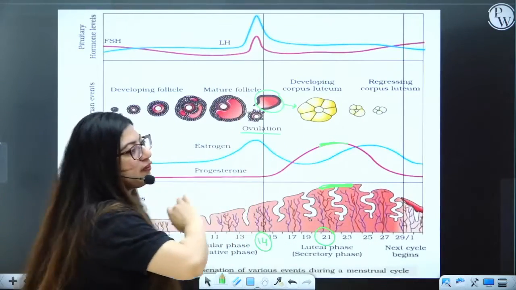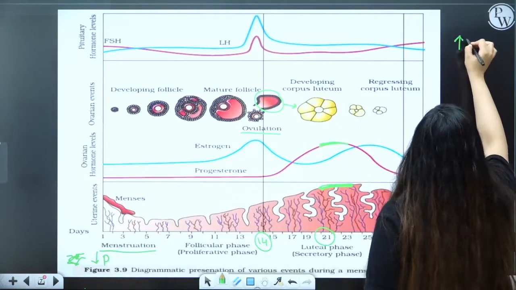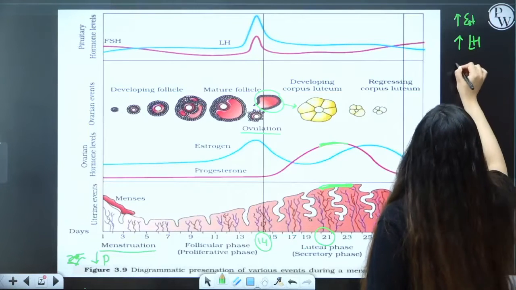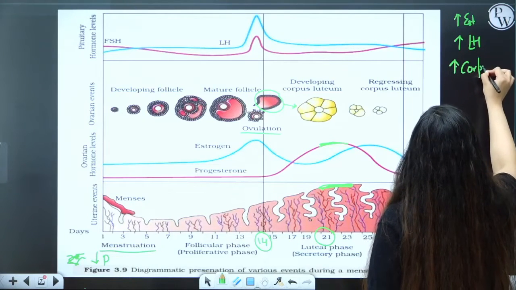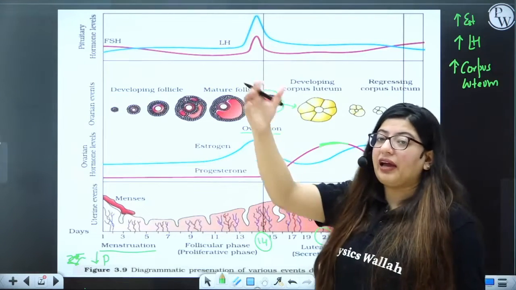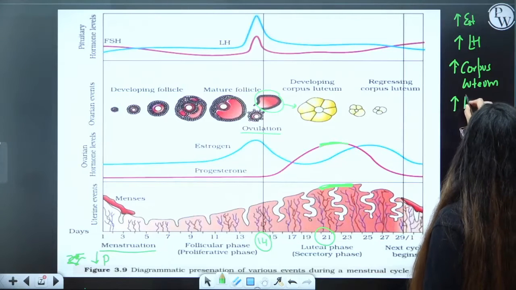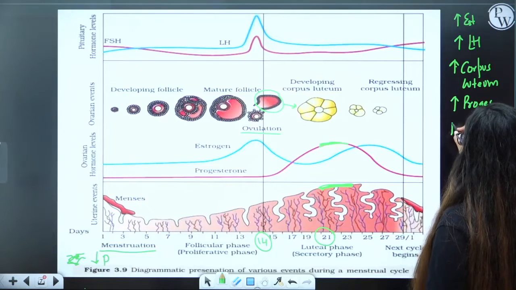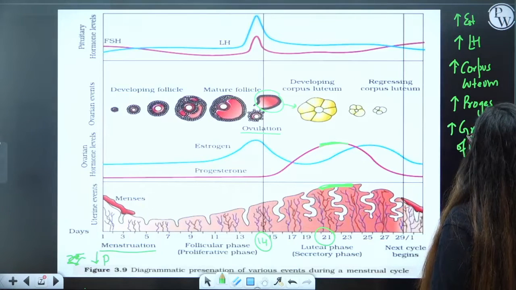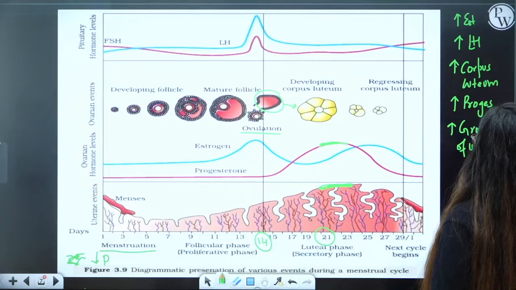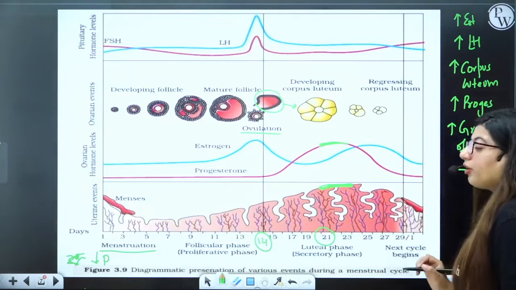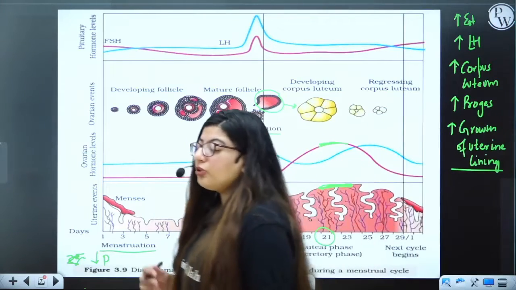So there is a simple funda. If there is more estrogen, there is more LH. If there is more LH, there will be more corpus luteum. More corpus luteum means it will be maintained, its activity will be higher. If there is higher corpus luteum, there will be higher progesterone. If there is higher progesterone, there will be growth of the uterine lining. And if there is growth in the uterine lining, then there will be no shedding of the uterine epithelium.